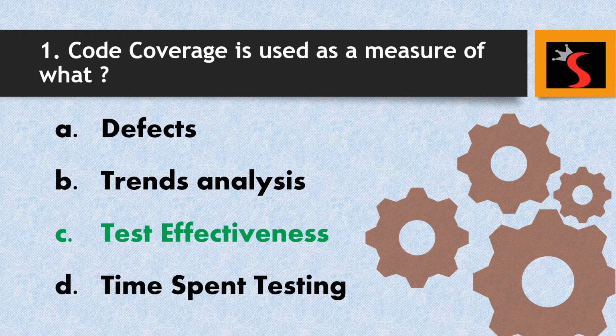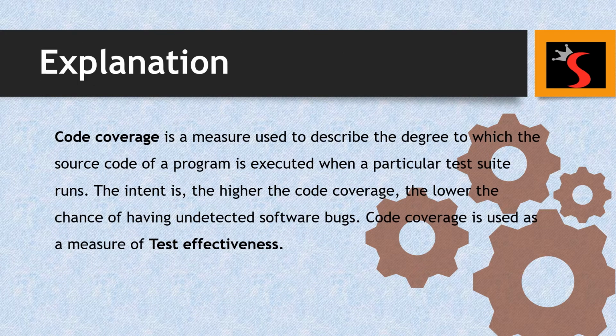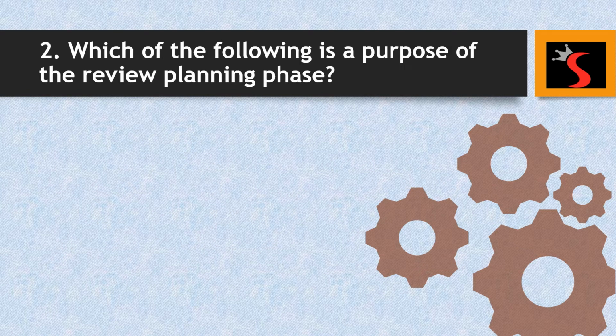And the right answer is option C. Test effectiveness. Explanation: code coverage is a measure used to describe the degree to which source code of a program is executed when a particular test suite runs. The intent is, the higher the code coverage, the lower the chance of having undetected software bugs. Code coverage is used as a measure of test effectiveness.